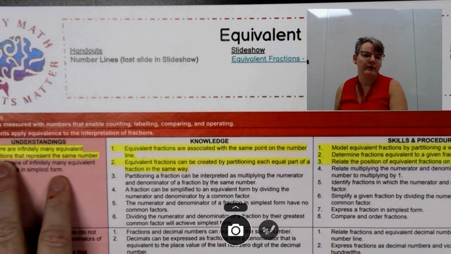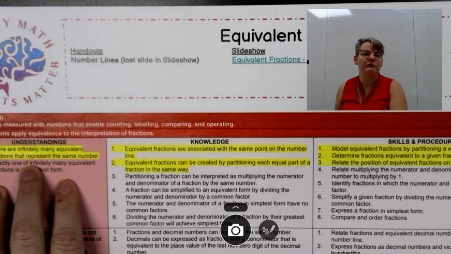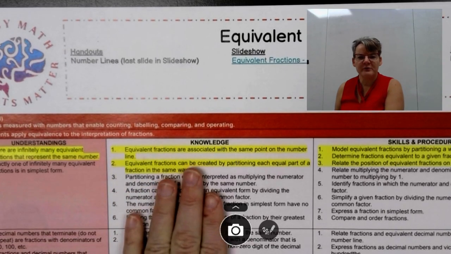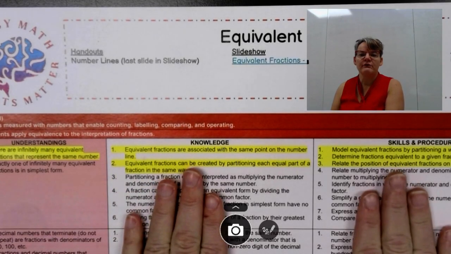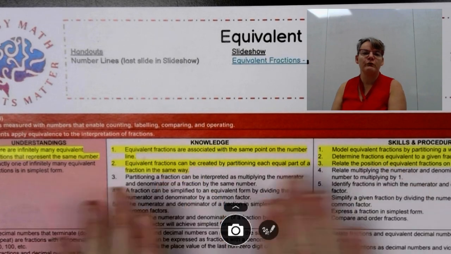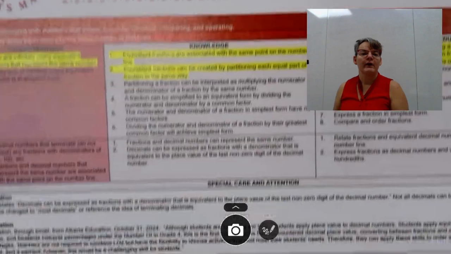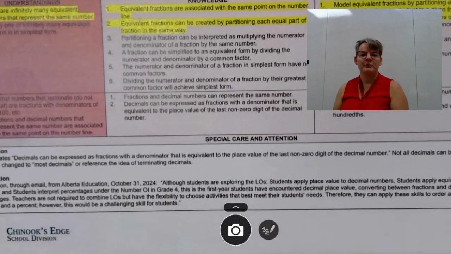So for the understanding, there are infinitely many equivalent fractions that represent the same number. These are the knowledge pieces students need to know, and the skills and procedures, the things that students will do in order to build this understanding to work their way towards this particular learner outcome. The next piece is to take a look at the special care and attention.